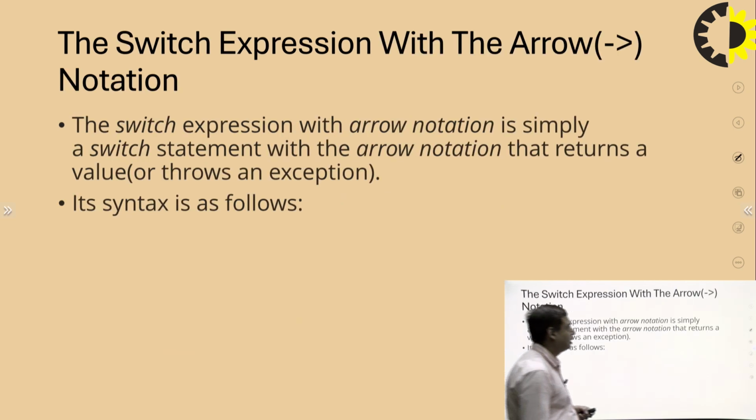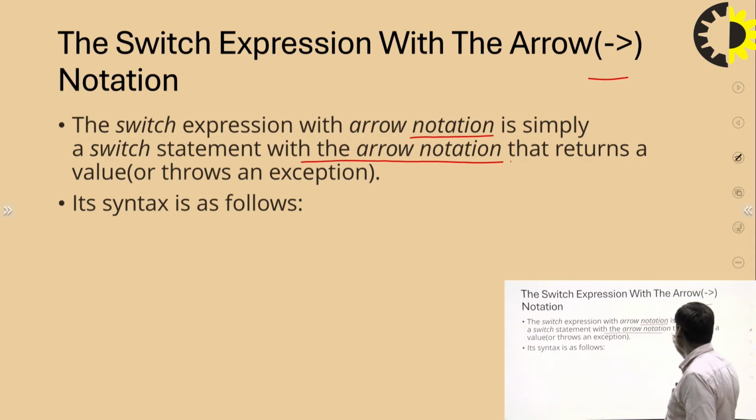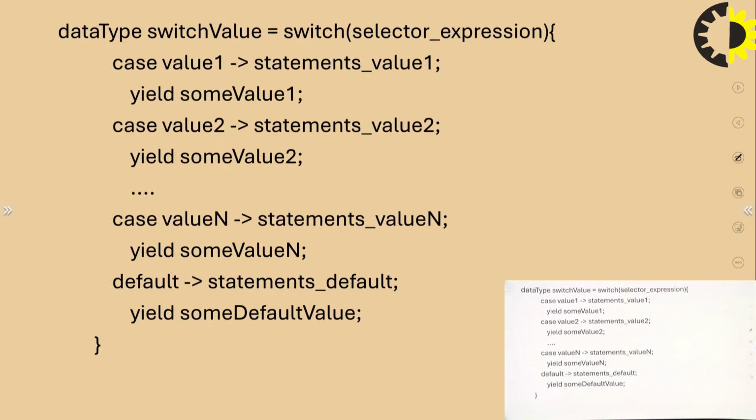Next, we are talking about the arrow notation, the second form. A switch expression with arrow notation is simply the switch statement with arrow notation that returns a value or throws an exception. Here you can see that instead of colon, we are using the arrow. This is the syntax. We have a selector expression, it will match, execute the statement, and return the value. See an example.